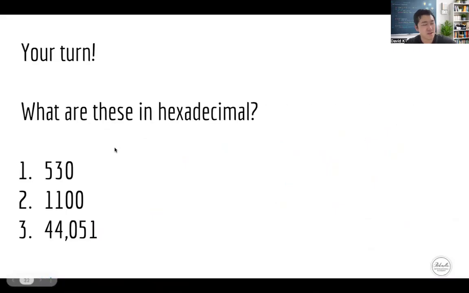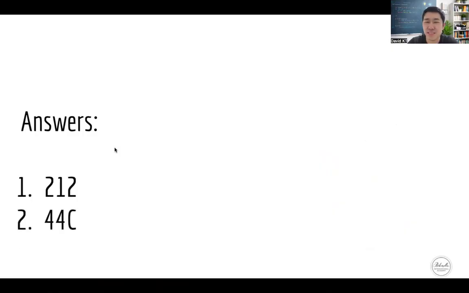Your turn. Figure these ones out in hexadecimal. Again, pause the video and figure it out. The answers are 212, 44C, and 8C13. Did you get them all right? It's starting to get a little bit more challenging, isn't it?